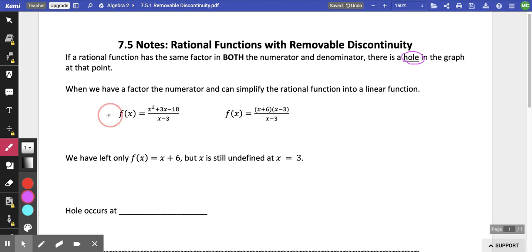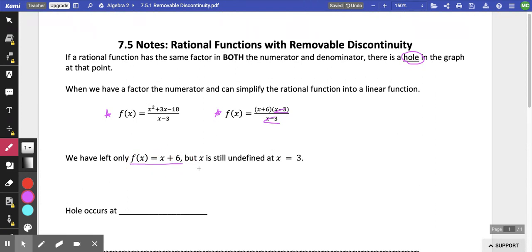So for example, we've got this function here, f of x equals (x squared plus 3x minus 18) over (x minus 3). Now, if I were to factor the numerator, since it is quadratic, it would factor into (x plus 6) times (x minus 3). So you'll notice in that one that x minus 3 is common to both the numerator and the denominator. So that means those factors would cancel out. And that would leave me with just f of x equals x plus 6.